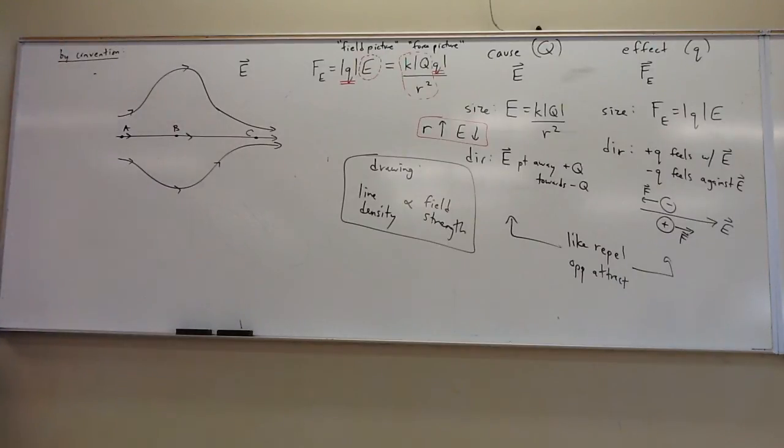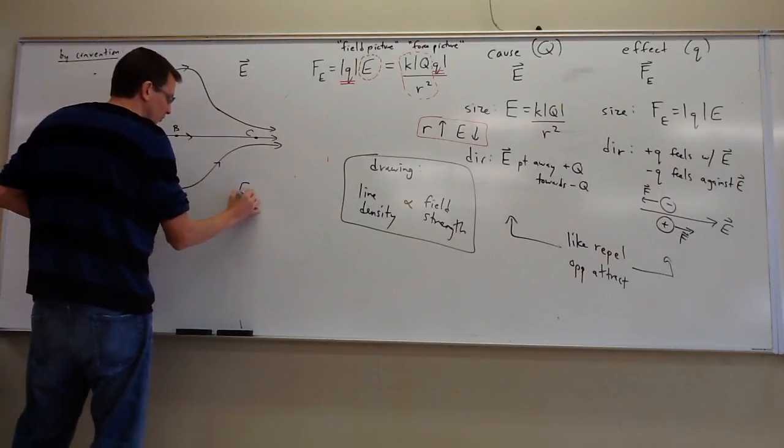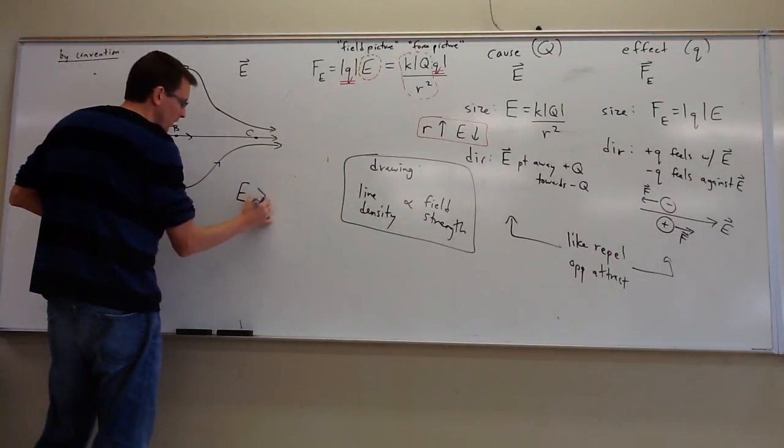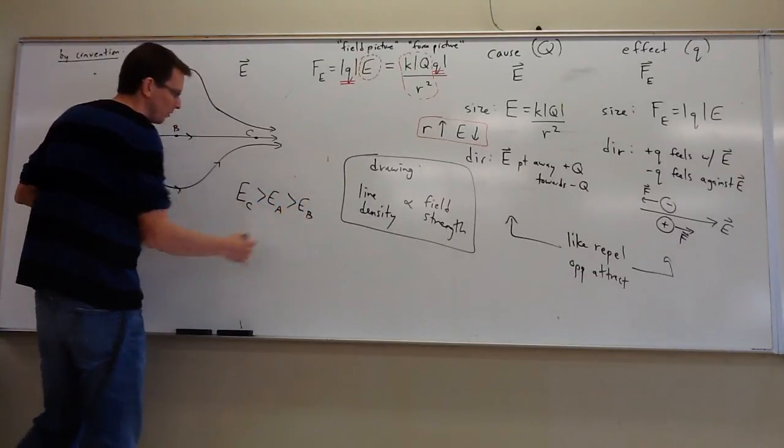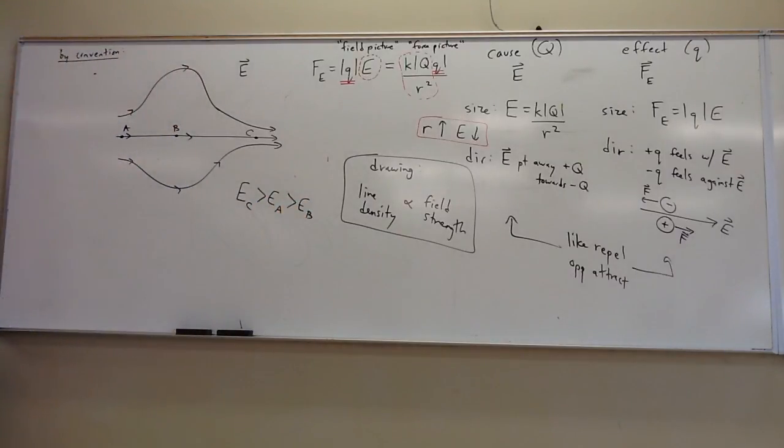Where is the electric field the strongest? C. Point C, because the lines are closest together. Where is it the weakest? B, right? So we can rank the strength of the electric fields. C is the strongest, A is the middle, and then B is the weakest, right? We just look at the drawing and we know that already. We don't have to be told any numbers, we just look at that.